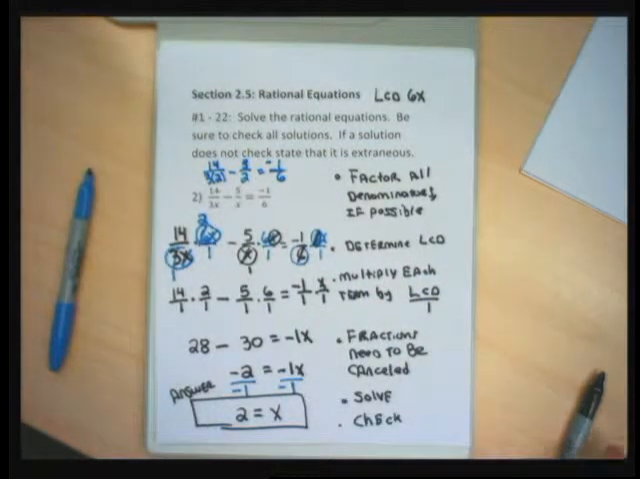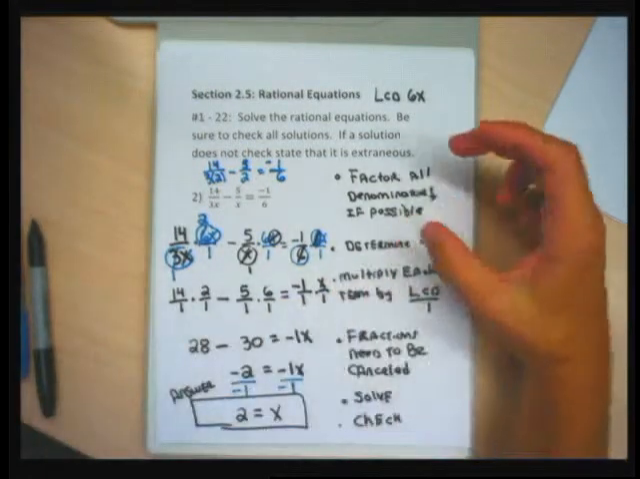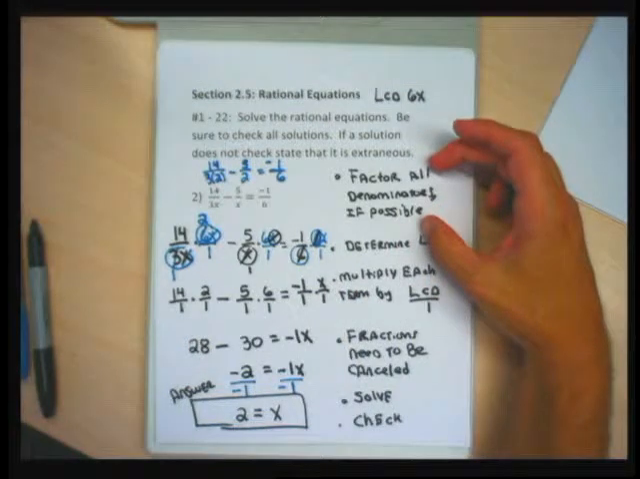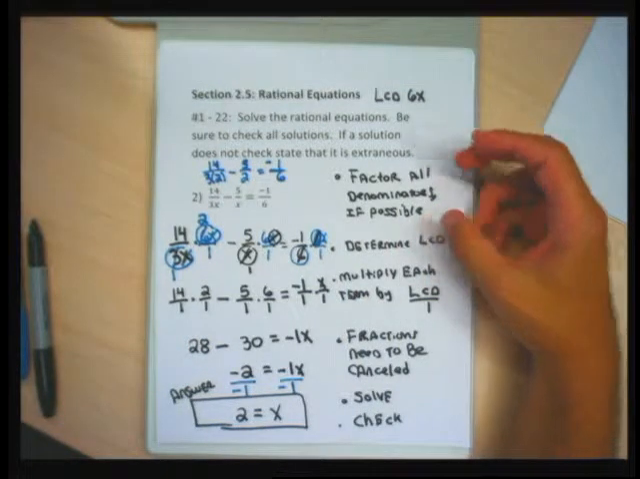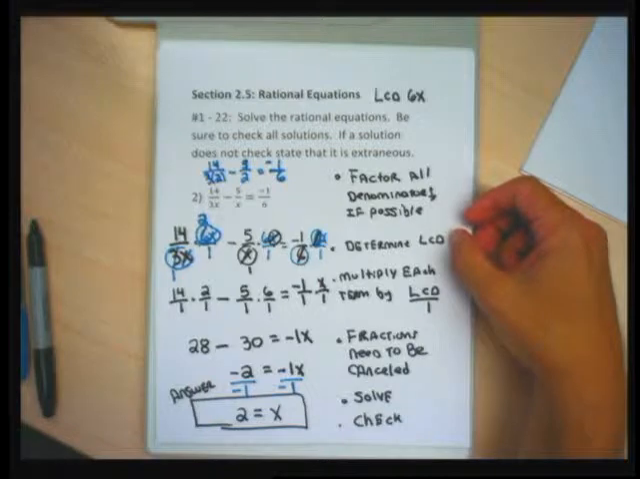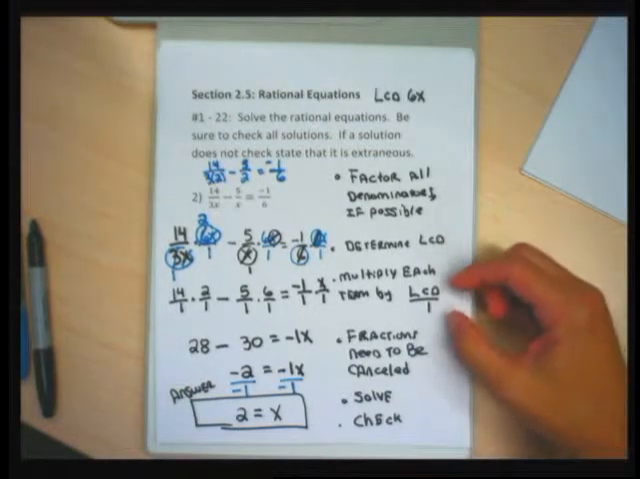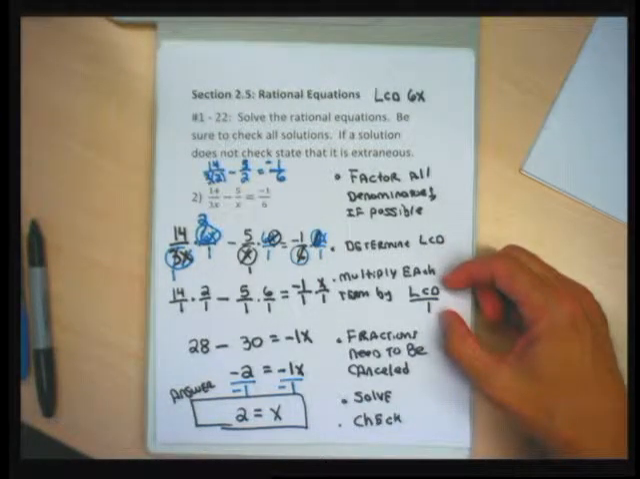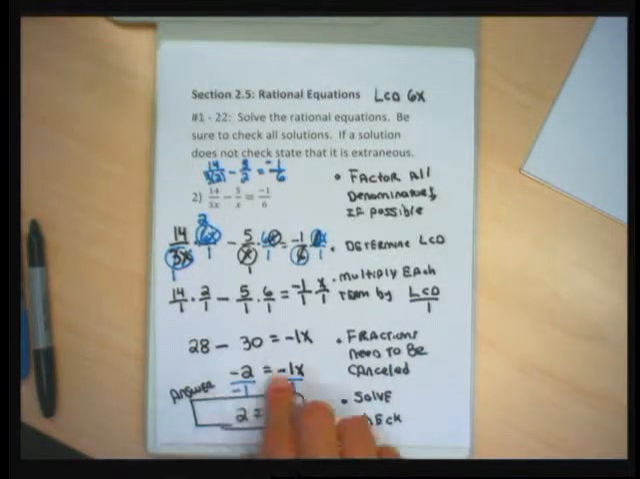I'm going to move on to problem 4, and I'm going to use the same strategy. If a denominator can be factored, I'm going to factor it. Then I'm going to look at the denominators and determine the LCD. I'm going to multiply each term by the entire LCD over 1 to clear the fractions, and I'm going to solve what's left and check.